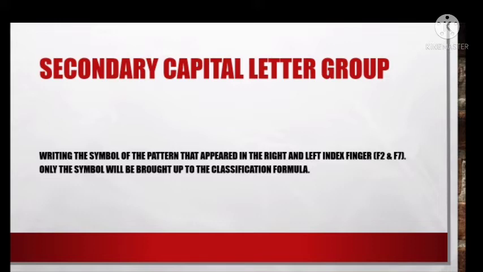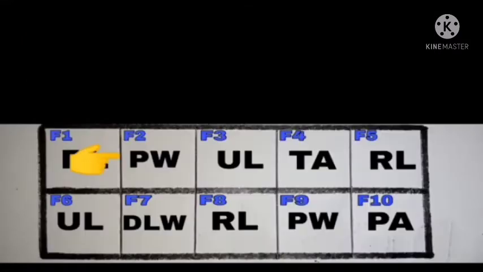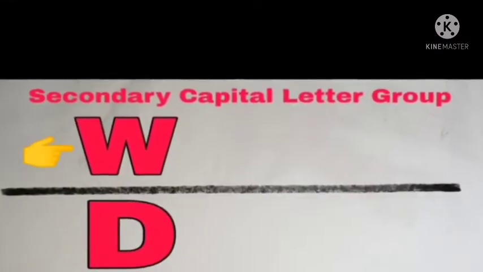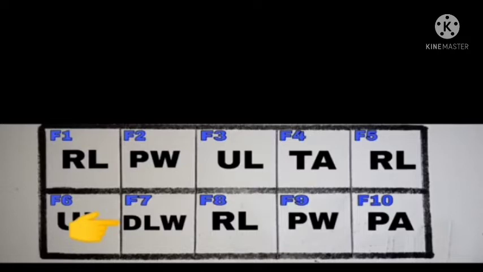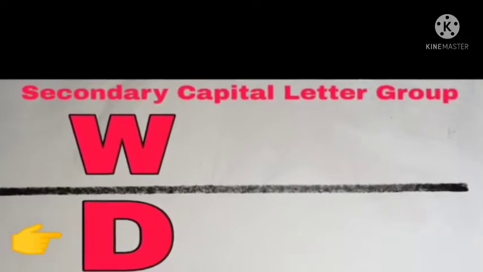The secondary capital letter group is writing the symbol of the pattern that appeared in the right and left index fingers, which are represented by finger 2 and finger 7. Only the symbol will be brought up to the classification formula. And here is the guide. The right hand is the numerator, while the left hand is the denominator. In the chart, the right index finger is a plain whirl. Therefore, the symbol will be capital letter W and will be placed in the numerator. The left index finger is a double loop whirl. Therefore, the capital sign will be D and will be put in the denominator.